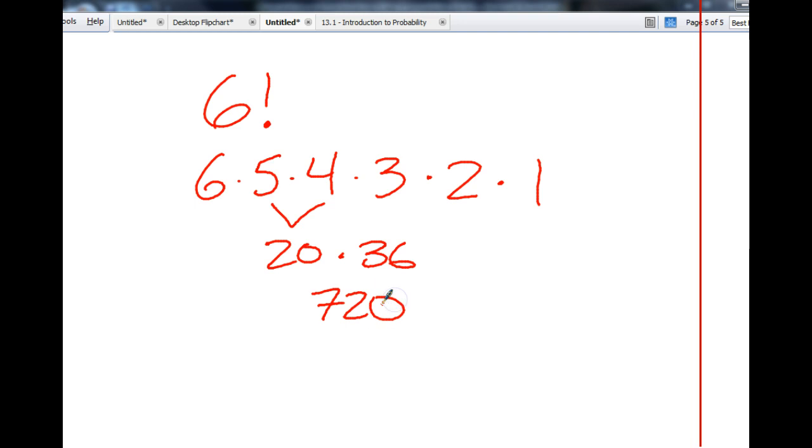So you could think about it this way. Let's say I have 6 people in a race, and I want to know all the different ways they can come in, first through sixth. Well, there are 720 different ways that we can get first place through sixth place using 6 people. Okay, and that's what that idea of factorial is.